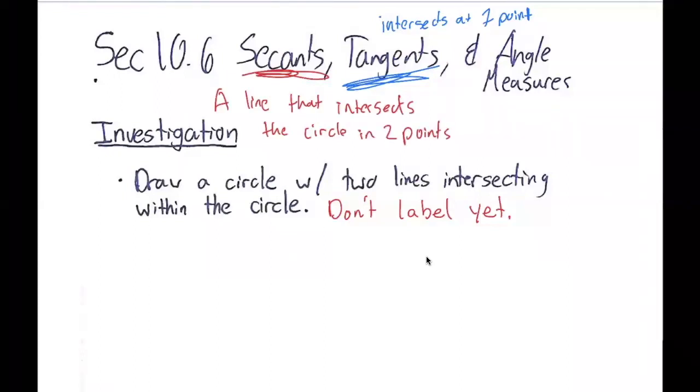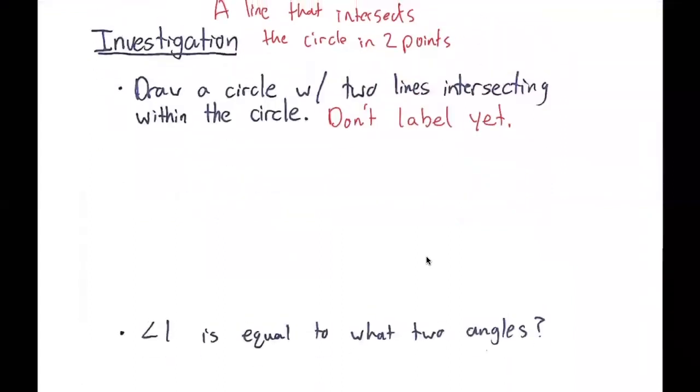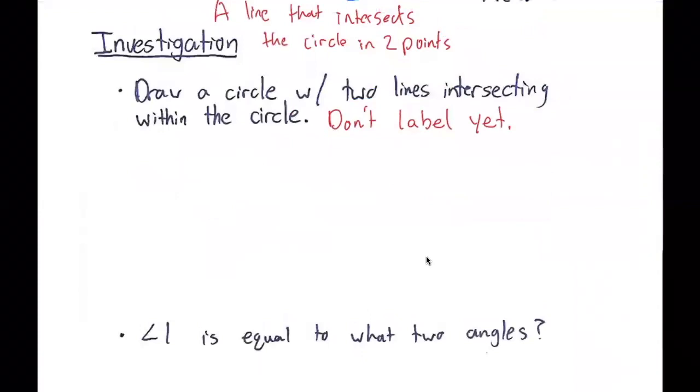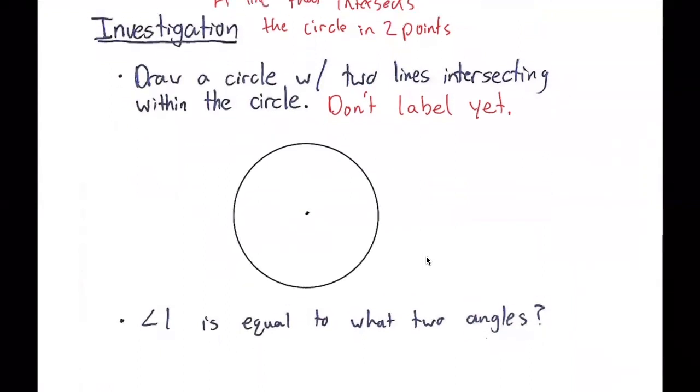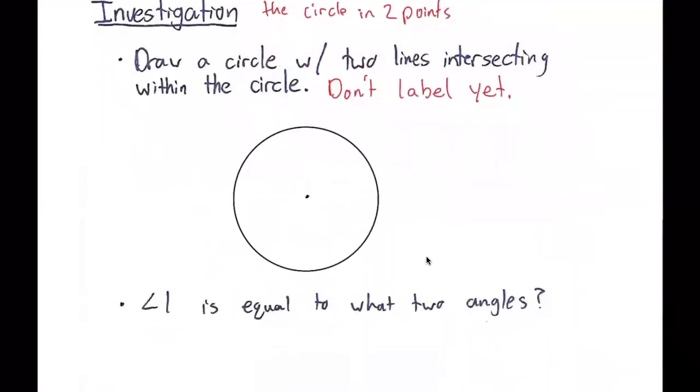So you guys could think it's like a chord, but it's going to be different from a chord, okay? And then you guys can probably see why here. So if you guys are following along, feel free to draw a circle. If not, just pay close attention. Okay, so I'm going to draw a circle. Don't label it yet. And we're going to draw 2 secant lines. Secant, say that to yourself real quick. Secant line.